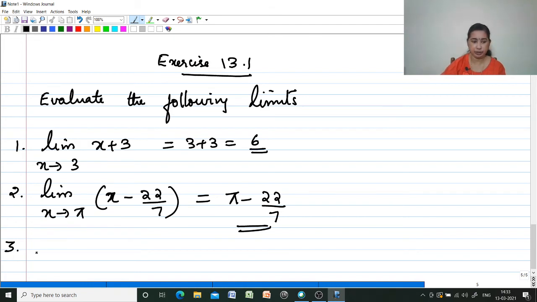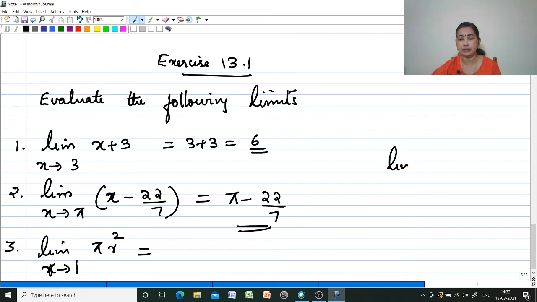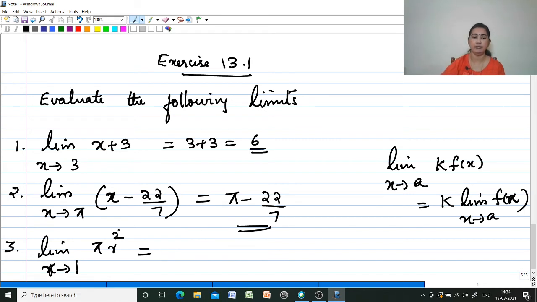Then third one, limit r tends to 1 pi r square. So this is a constant. If it is of the form limit x tends to a k into f of x, it is the same as k into limit x tends to a f of x. Same way here, pi is a constant, so pi into limit r tends to 1 r square. That's equal to, if I am giving value for r as 1, we are getting the answer as pi.